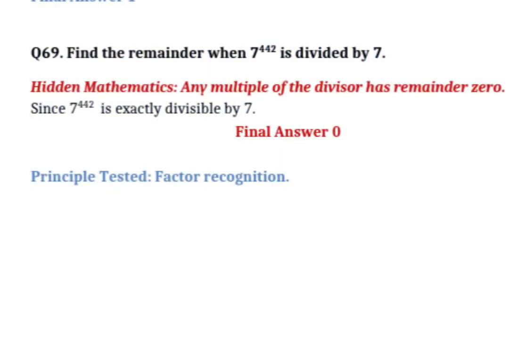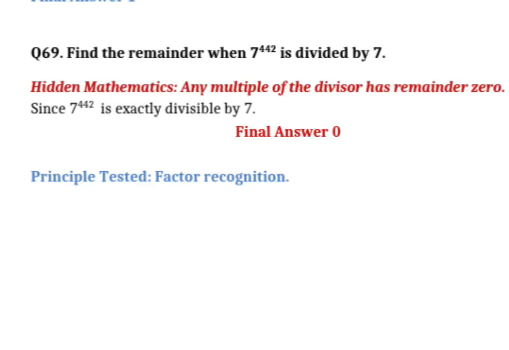The next and the last question I'm going to take is question number 69, which says find the remainder when 7 raised to the power 442 is divided by 7. This should be the easiest of the series of questions because the examiner here is not expecting you to write or do any calculation. He just wants you to recognize obvious divisibility.